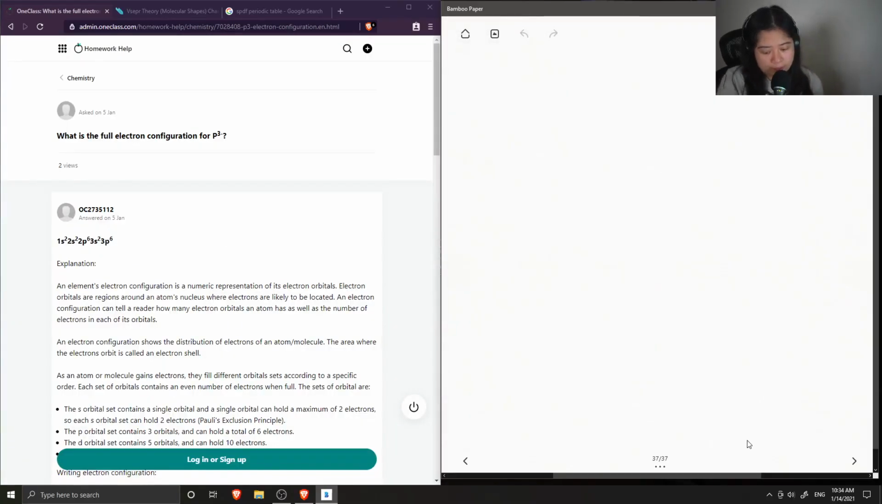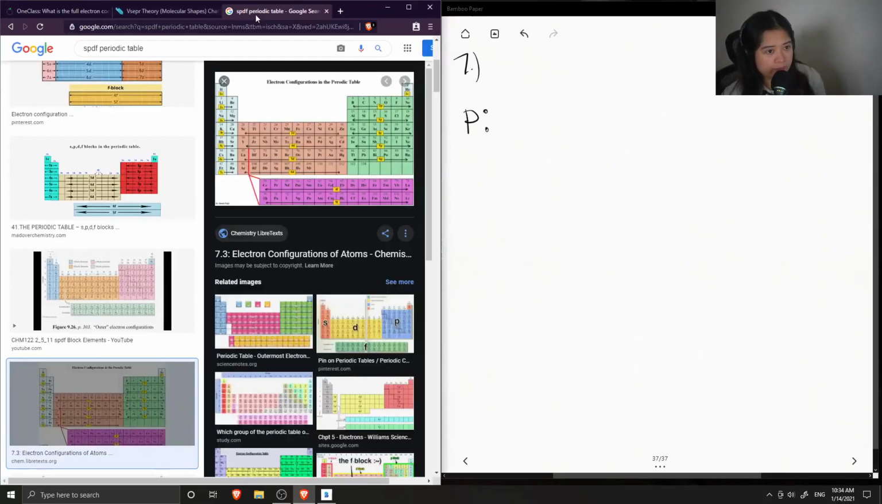Question number 7. What is the full electron configuration of phosphorus 3-? So first let's find the electron configuration of just a ground state phosphorus atom.